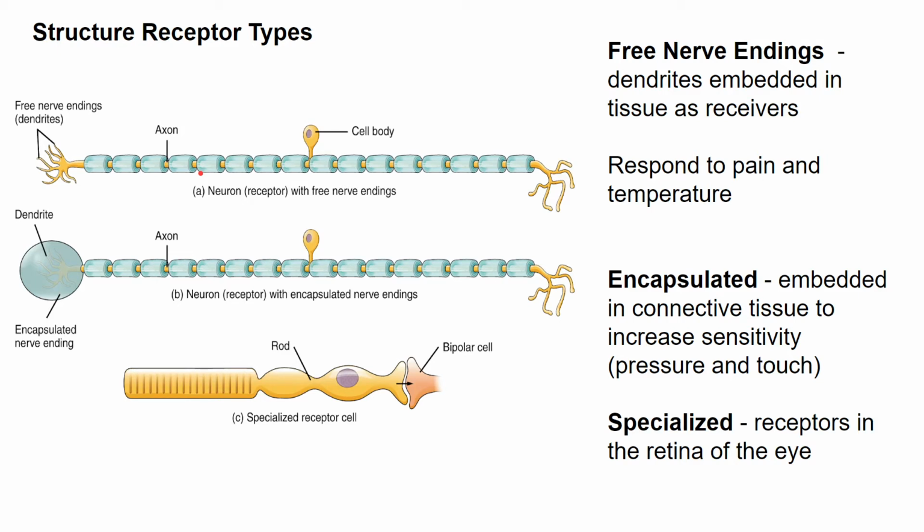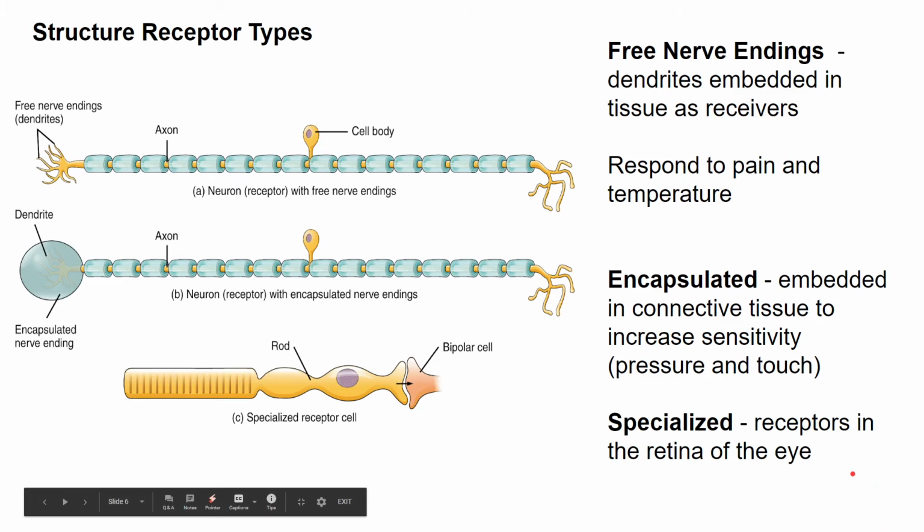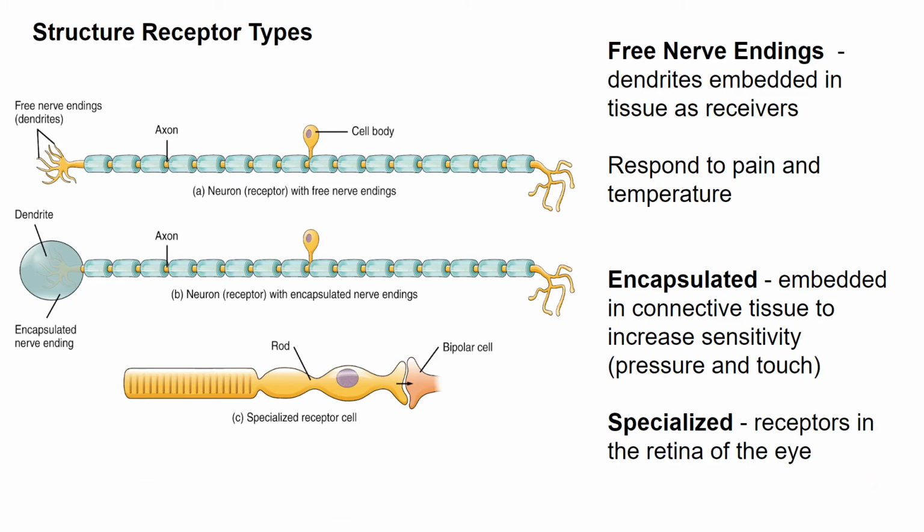Next, you can have encapsulated. These are embedded in connective tissue to increase sensitivity. These are going to be more associated with pressure and touch. So encapsulated just means the dendrites are covered. And then you can have specialized receptors in the retina of the eye. These ones obviously help with sight.